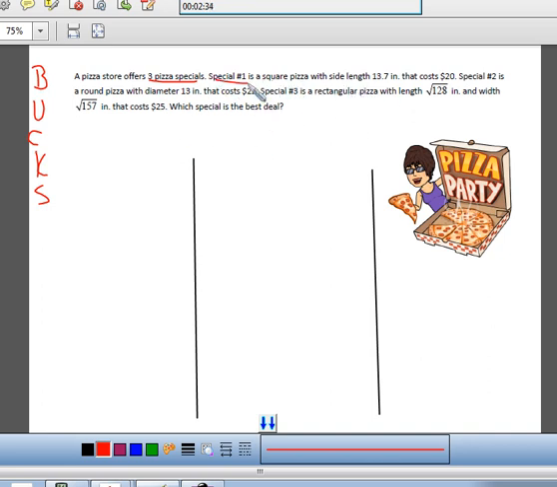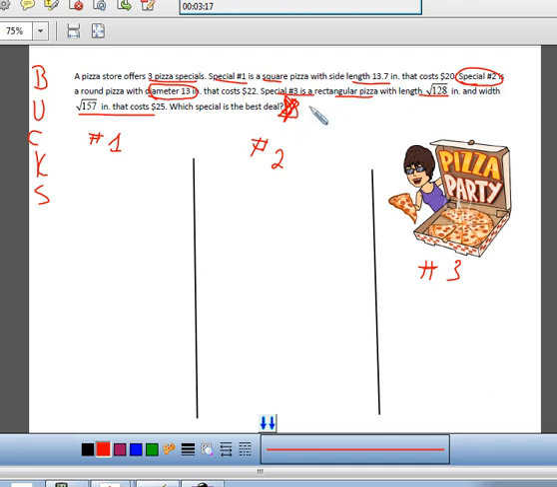The first one, special 1, is a square with a side length of 13.7 inches. Special 2 is a round pizza, or a circle, with a diameter of 13 inches. And special 3 is rectangular with these interesting dimensions of the length and the width. So we've got special number 1, number 2, and number 3.